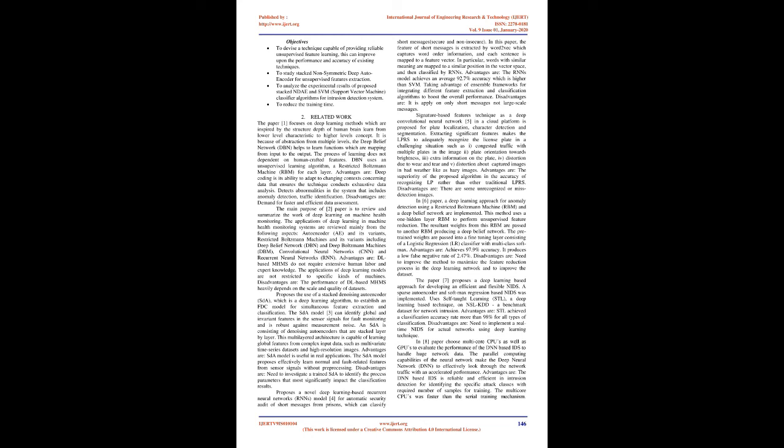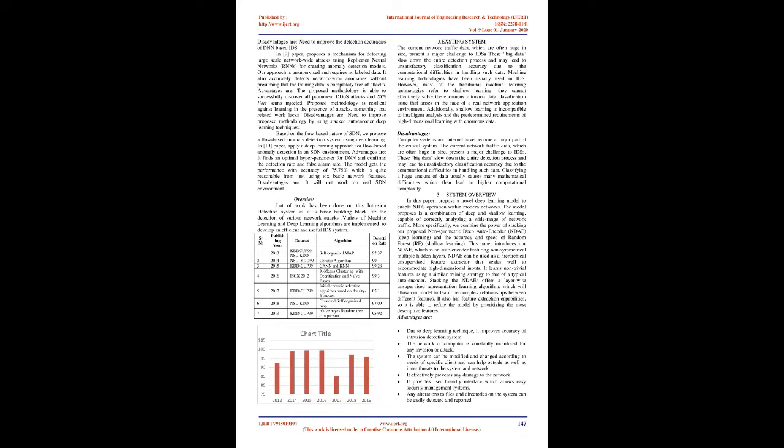In paper 5, a signature-based features technique as a deep convolutional neural network in a cloud platform is proposed for plate localization, character detection, and segmentation. Extracting significant features makes the LPRS adequately recognize the license plate in challenging situations such as: 1. Congested traffic with multiple plates in the image. 2. Plate orientation towards brightness. 3. Extra information on the plate. 4. Distortion due to wear and tear. And 5. Distortion of captured images in bad weather, such as hazy images.